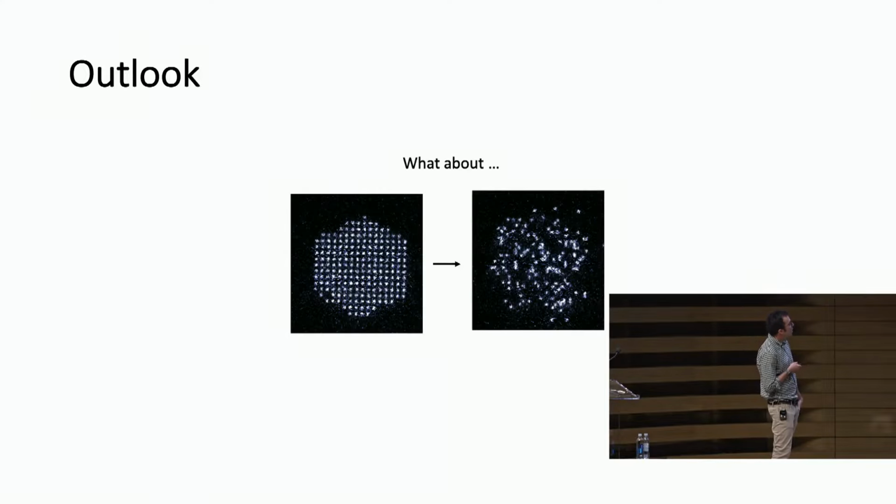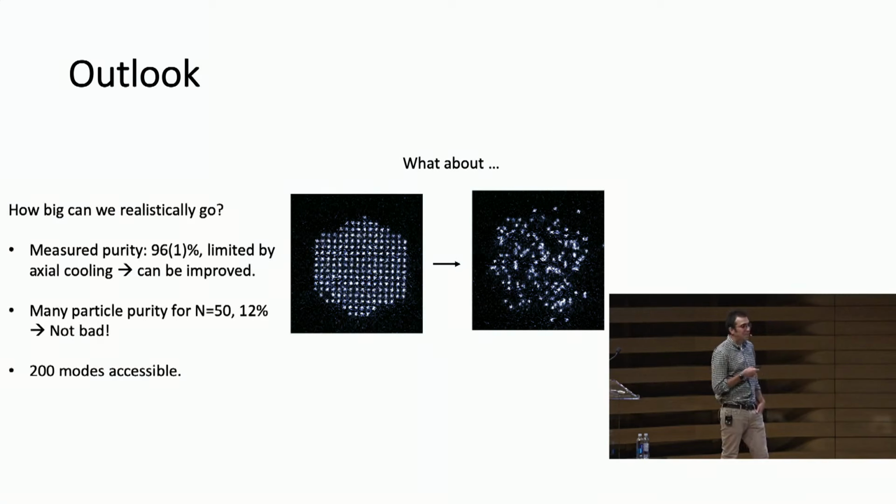Okay, so as an outlook here, we can prepare more atoms, we can let them tunnel. What do we do with this? So let's first ask the question, how big can we go? Based on the measured purity that we have of 96%, which we think is limited by our cooling along this axial dimension, we can say that for n equals 50 atoms, we'd have a 12% purity, which is actually pretty good for a system of that size.